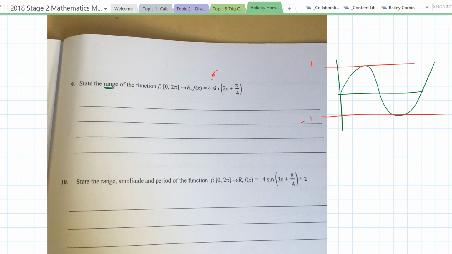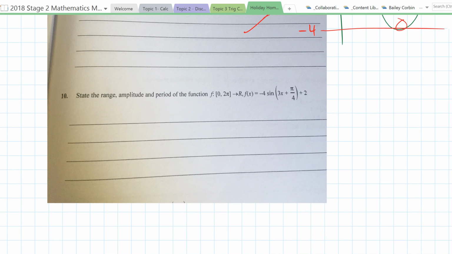However, this number here at the front means that it's going to be multiplied by 4. So really, here we're going to go between -4 and +4. So our range is between -4 and +4 inclusive, because we're going to touch at both ends. And that would be the answer. You can write that in a sentence or whatever maths notation you feel comfortable with.